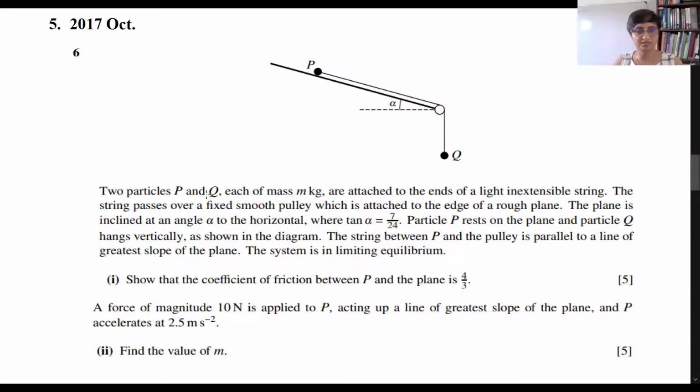Okay, so here's the question. Read, absorb the diagram, and start working on it.